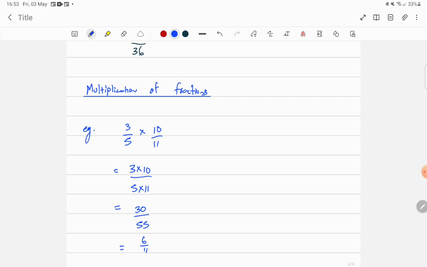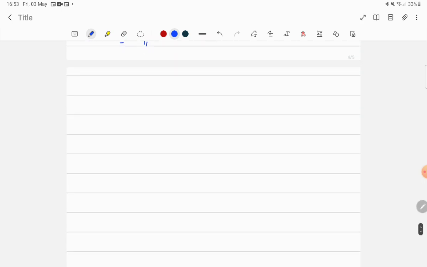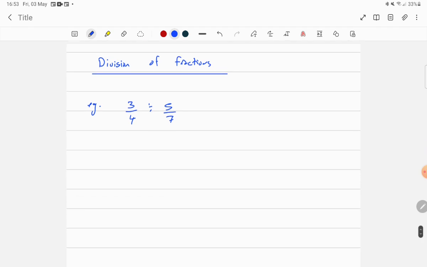Division of fractions, come to that now. Very similar, but just one step before that. If you look at an example here, let's say for example 3 over 4 divided by 5 over 7, here this would be 3 over 4 times. When you divide any two fractions, you need to convert that division sign into a multiplication sign, and how you do that is you invert it and multiply.